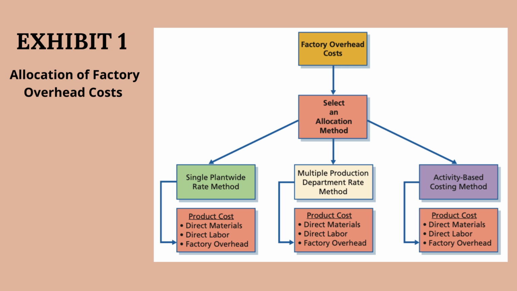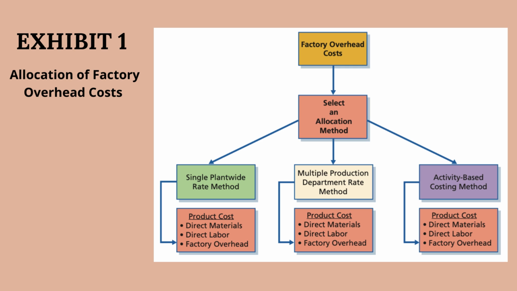In allocating manufacturing overhead cost, we can use either one of these three methods. First is the single plant-wide factory overhead rate method. Second is the multiple production department rate method. And lastly is the activity-based costing method.